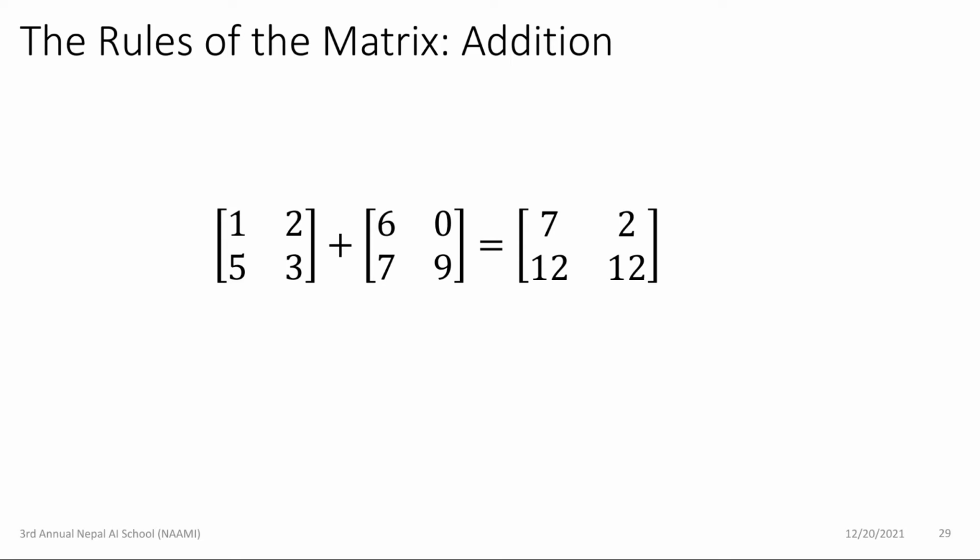The rules of matrix addition are very similar to vectors. You just add the corresponding entries together. 1 plus 6 gives you 7, 0 plus 2 gives you 2, so on and so forth. But the more interesting part is the vector products.